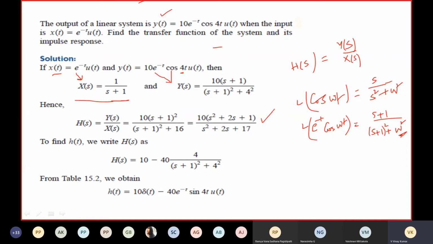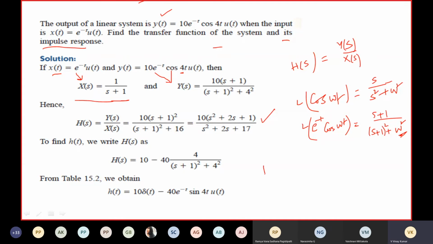Finally we get the transfer function Y of s by X of s equal to 10 into s square plus 2s plus 1 by s square plus 2s plus 17. Okay, this is the transfer function. Now you are asked to find the impulse response.